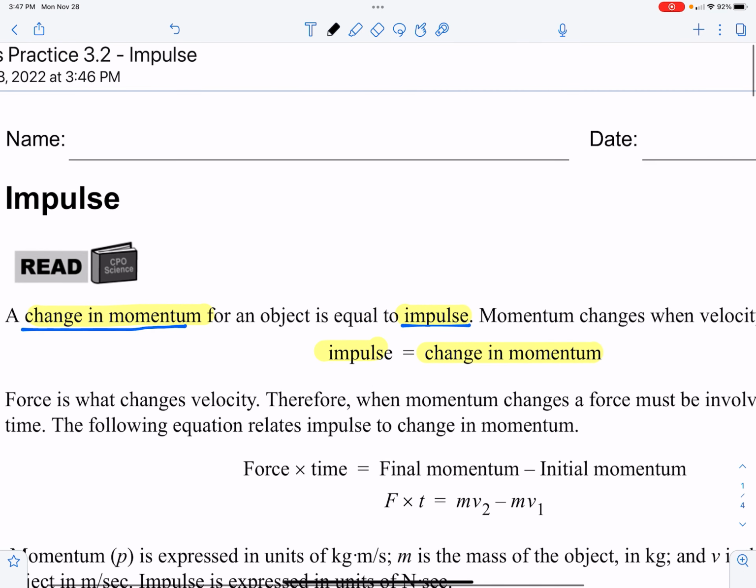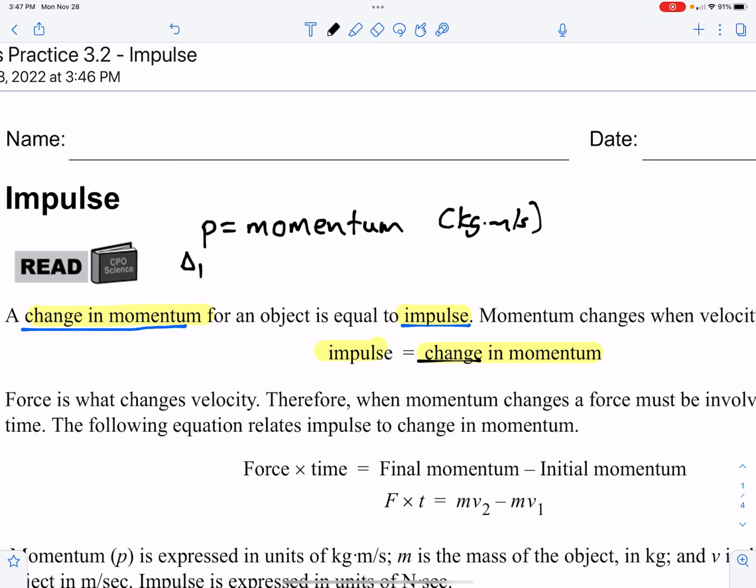Okay, now momentum is the variable p, and it has a unit of kilograms meters per second. Well, a change in momentum would be delta p. Now, if momentum is mass times velocity, then a change in momentum means something changed. Either the mass changed or the velocity changed.